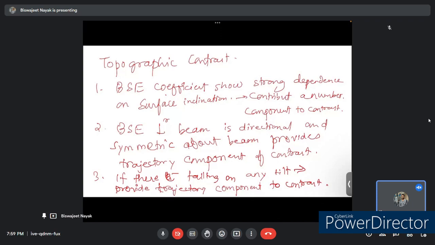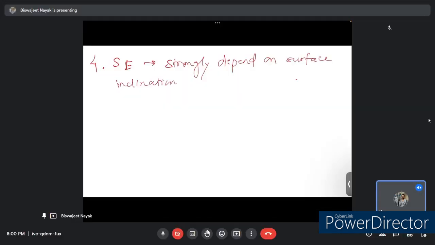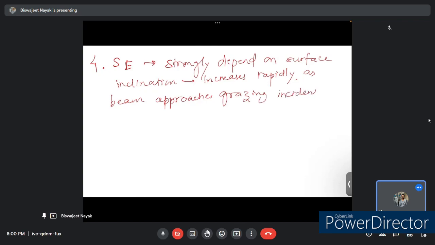And these are all for backscattered electrons. And for secondary electrons, they also strongly depend on surface inclination, and they increase rapidly as the beam approaches grazing incidence, and this also contributes a number component to the contrast.